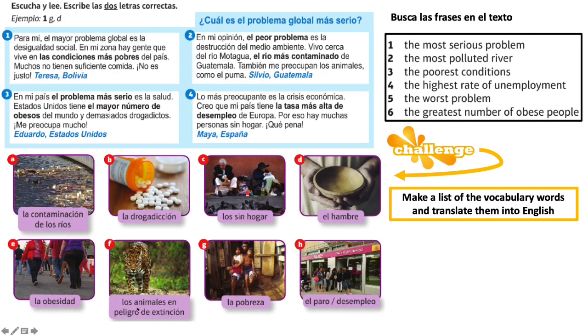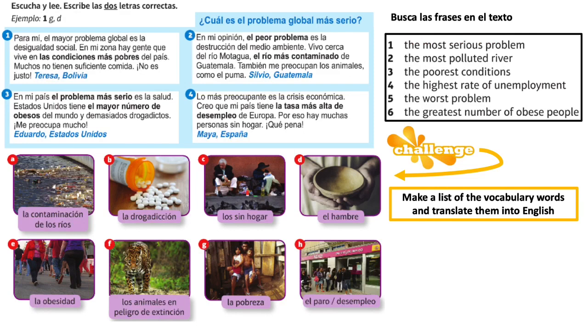Obesidad, obesity. Animales en peligro de extinción, animals that are about to be extinct, okay? La pobreza, poverty, el paro or desempleo, unemployment. Right? Now that you have that, look for that in the text. Okay? Okay. Let's mark this very quickly.